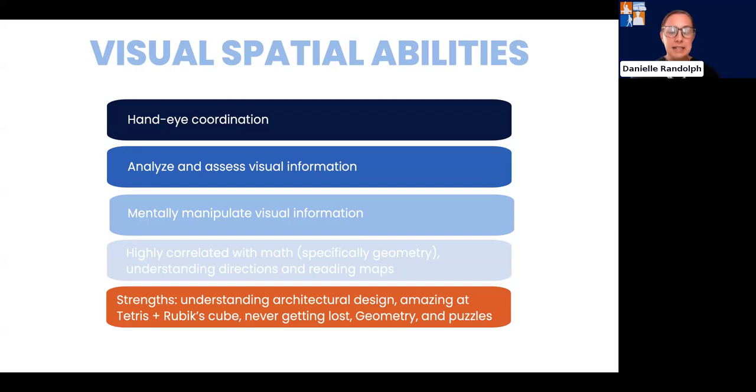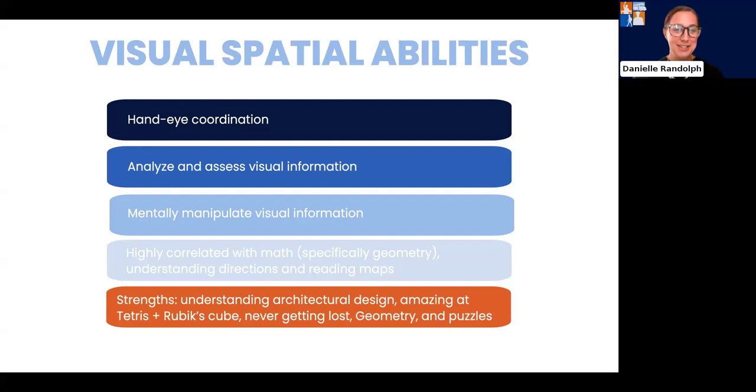Being able to analyze and assess visual information, being able to mentally manipulate visual information. So being able to see something and knowing if we turn it 90 degrees, what it's going to look like. This is highly correlated with math, especially geometry. Understanding directions and reading maps. So understanding where you are in space and how that correlates to where you want to go.